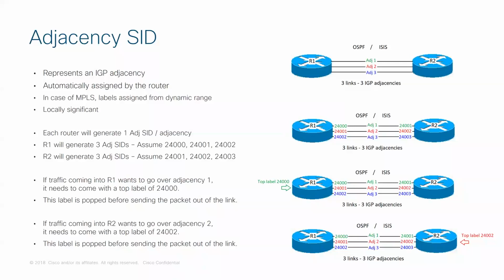Popped. No, I got that point. Maybe you can go with your flow. My question was, should that be 24,001 or should that be 24,002? No, so I want traffic coming into R1 to take link 2, adjacency 2.